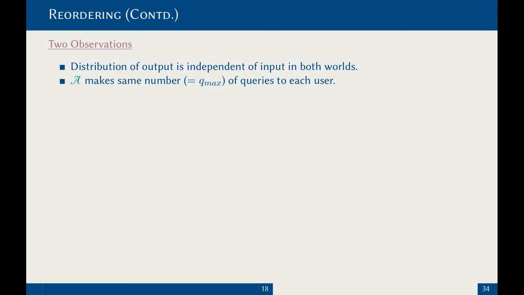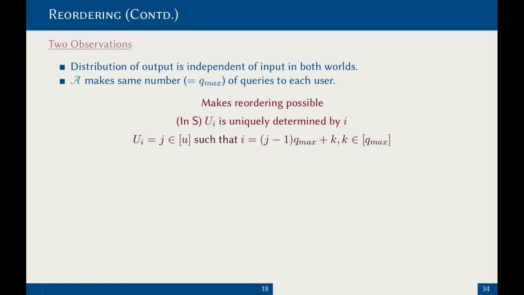Now, we make two important observations. First one is that the distribution of output is independent of input in both worlds, that is for the construction XORP3 as well as for the random function. And second one is that the adversary makes the same number of queries to each user. In fact, the second one is an assumption that we have made while defining the notion of multi-user security. So, what these two facts allow us is, first, it makes it possible to reorder the transcripts. Secondly, now in the transcript S, the user for the ith query, denoted by ui, is uniquely determined by the index i. So, ui equals that unique j such that i equals (j minus 1) times q max plus k, where k is between 1 to q max.